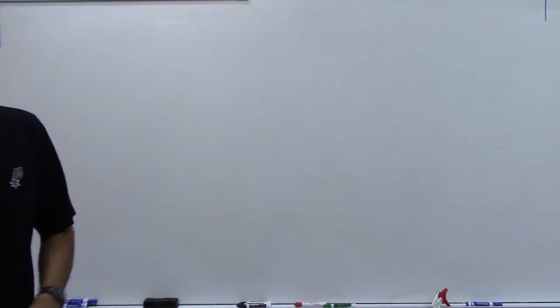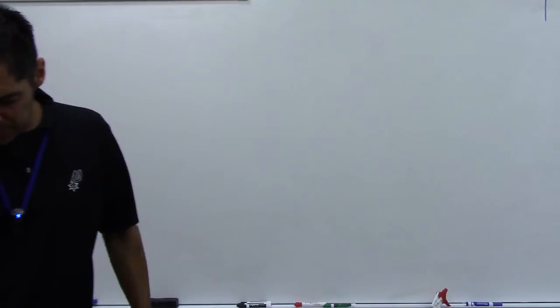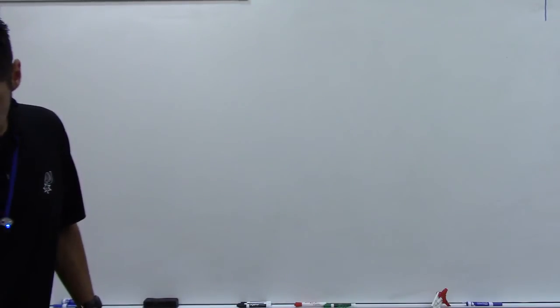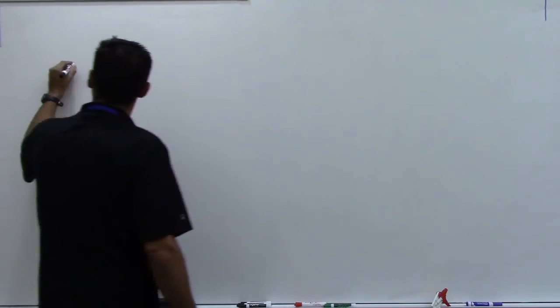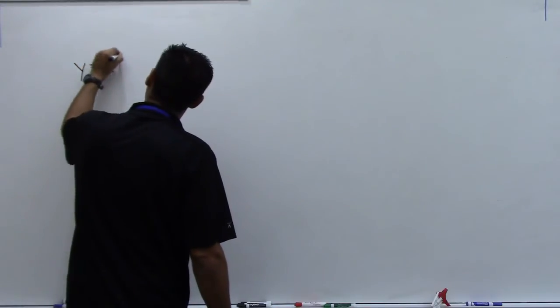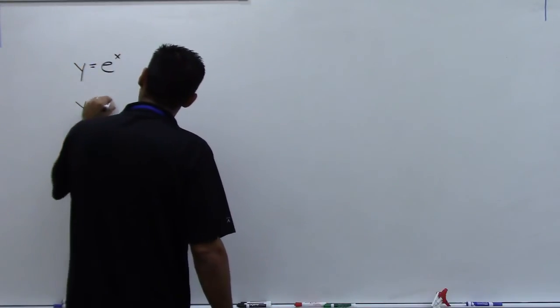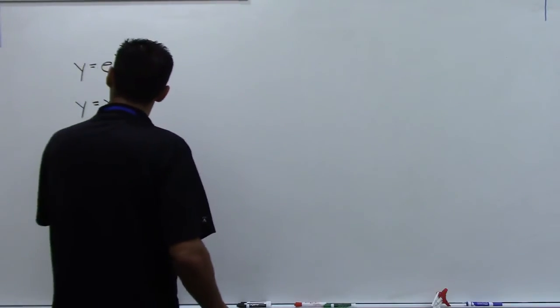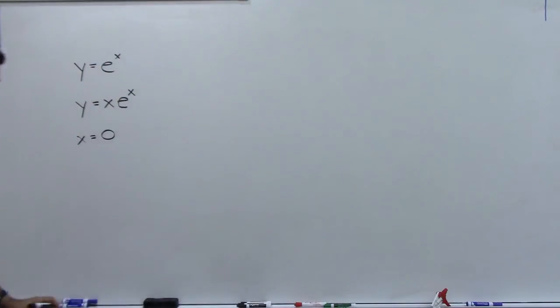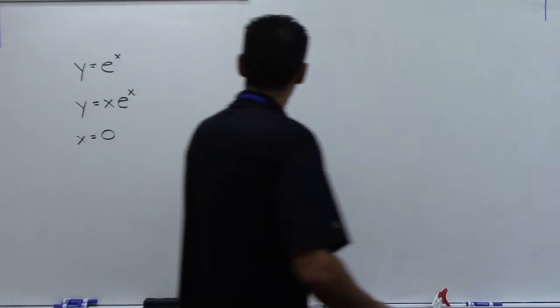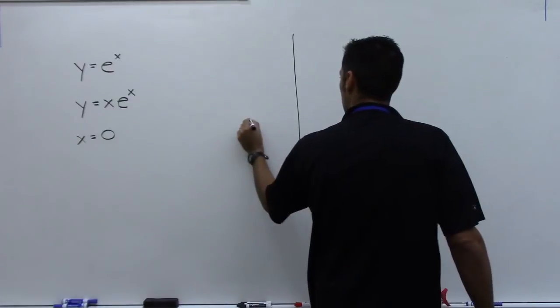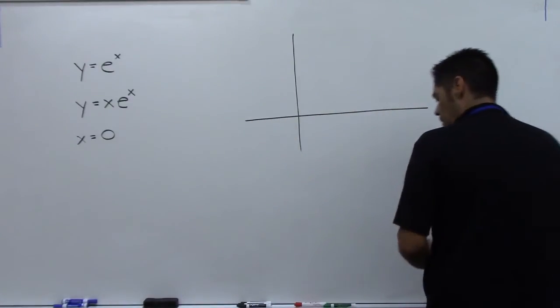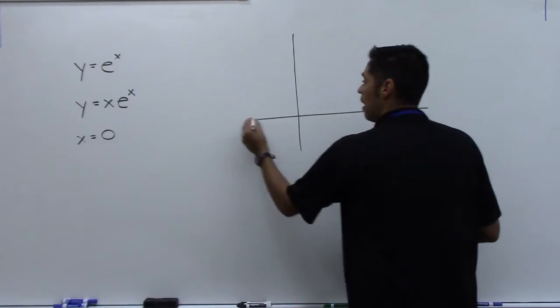All right, moving on to 13. Oh, okay. Y equals e to the x. Y equals x e to the x. Then x equals 0. All right, so let's see if we can graph this. This is going to be kind of interesting. Y equals e to the x. Start with that one.